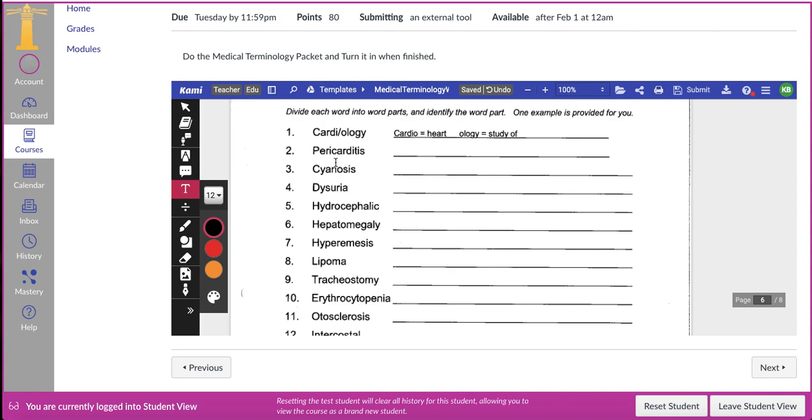It will be harder for you to add in a text box for this. So for this part, I would almost suggest using drawing, so that way you could draw in your lines. If I wanted to do pericarditis, I could do it that way. Or if I wanted to do cyanosis, I could do it that way. Alrighty. Now again, this is going to be worth 80 points.